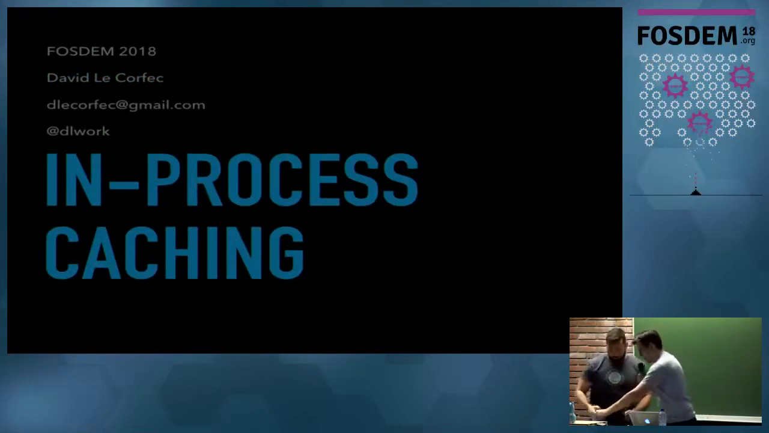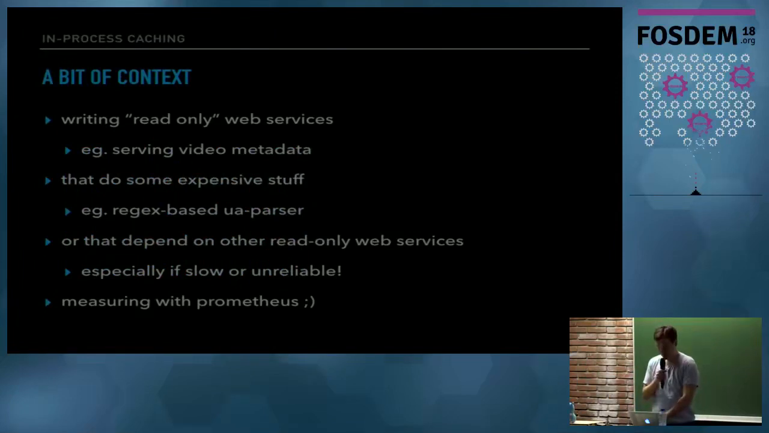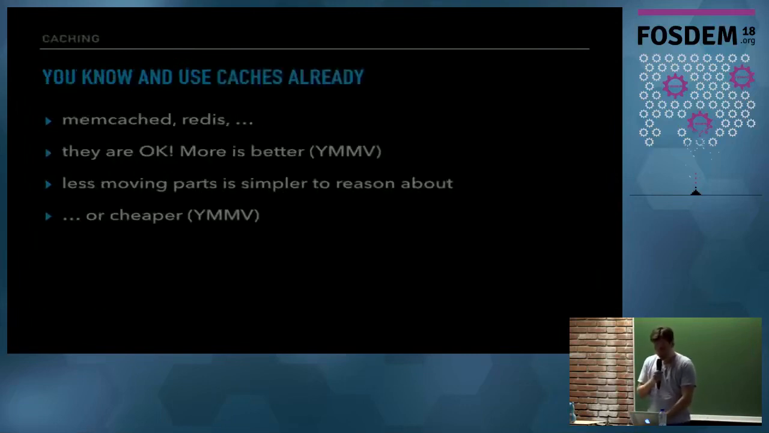Okay. In-process caching. So the context is writing a web service and serving read-only data, but you have to compute some expensive stuff or call slow or unreliable web services. And well, I hope you cache already because you have to cache all the things. And I was a bit lazy and I didn't want to deploy some memcached already. But your mileage may vary.